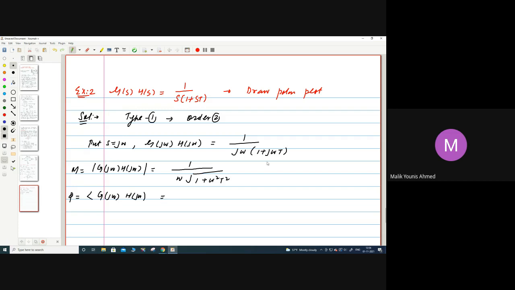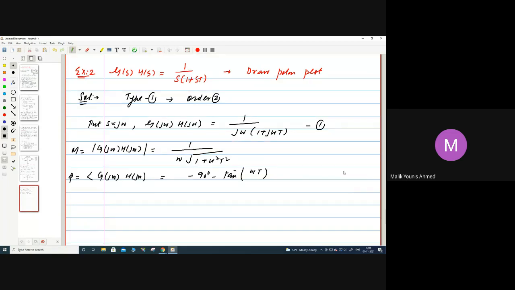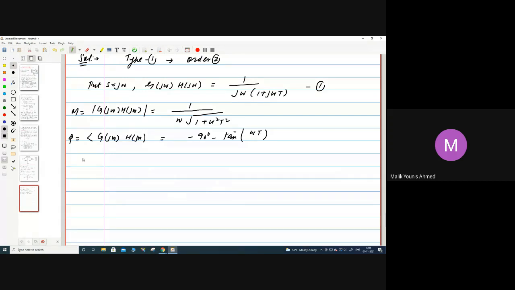So that will be, now if we go up, this is 90 degrees, or this will become minus 90 degrees, minus tan inverse of, I am writing directly, I hope you know this, imaginary by real, that is omega T. So this is your magnitude and phase. Now let us start substituting the values, two important values. First, omega equal to 0. At omega equal to 0, M will be, you can say, 1 by omega is infinity. Then what should be phi at that point? Minus 90 minus tan inverse of 0, which is 0. So this will be minus 90 only.